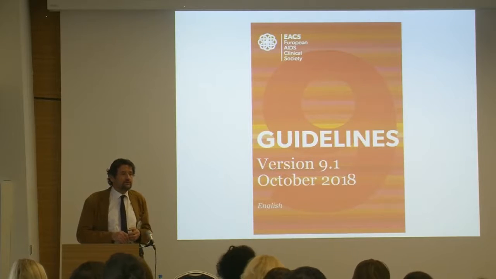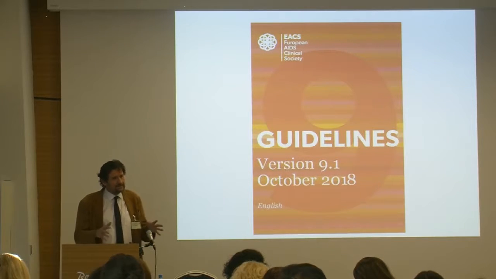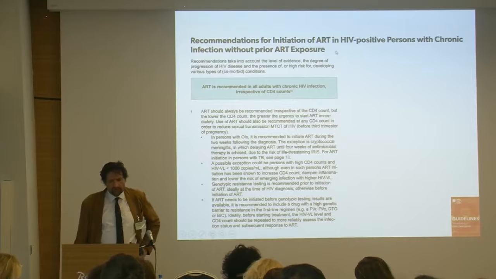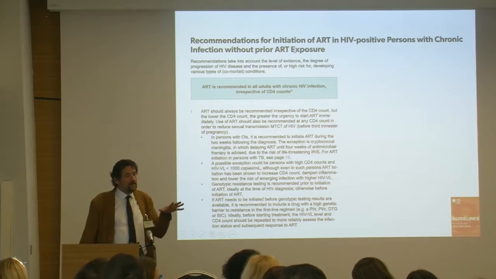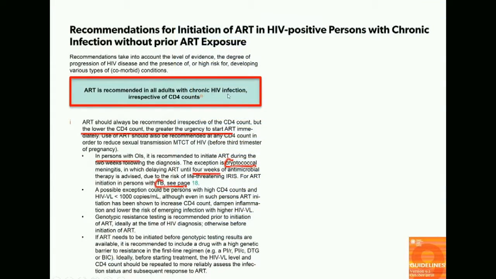So in Europe, we use the European AIDS Clinical Society EACS guidelines. There are also other guidelines, and recommendations for initiation of ART in HIV-positive persons with chronic infection without prior ART exposure, so-called treatment-naive patients. ART is recommended in all adults with chronic HIV infection, irrespective of CD4 counts. The lower the CD4 count is, the greater is the urgency to start. Now it is test and treat immediately. So we now also have very powerful new drugs that allow us to afford that.